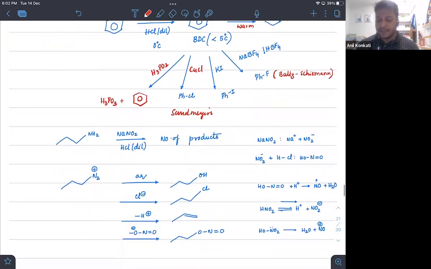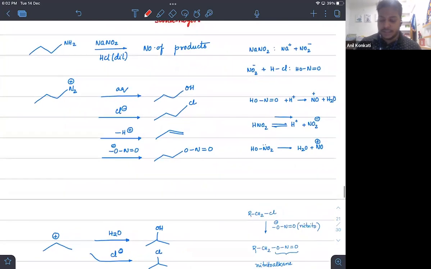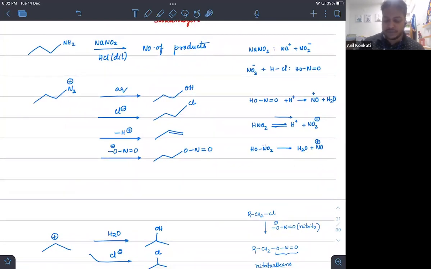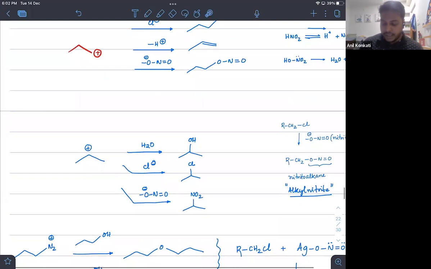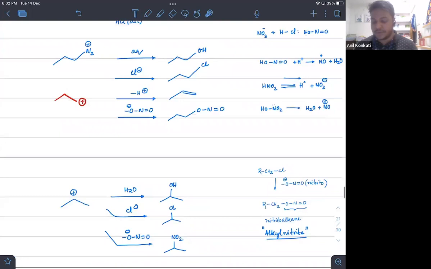Next, the question that could be asked in JEE Advanced would be like, find the number of products if it is a diazonium salt in an alkyl form. You can see N2 is forming here, so N2 will be released and a carbocation will form. The carbocation can rearrange here as well, forming a second degree carbocation. So we can get these many products.